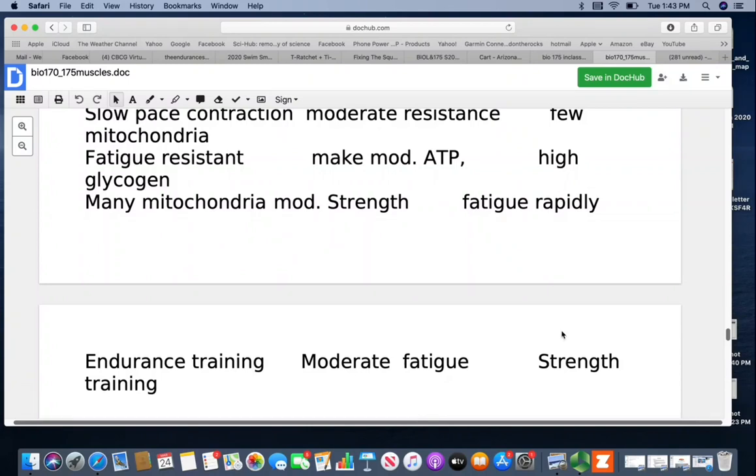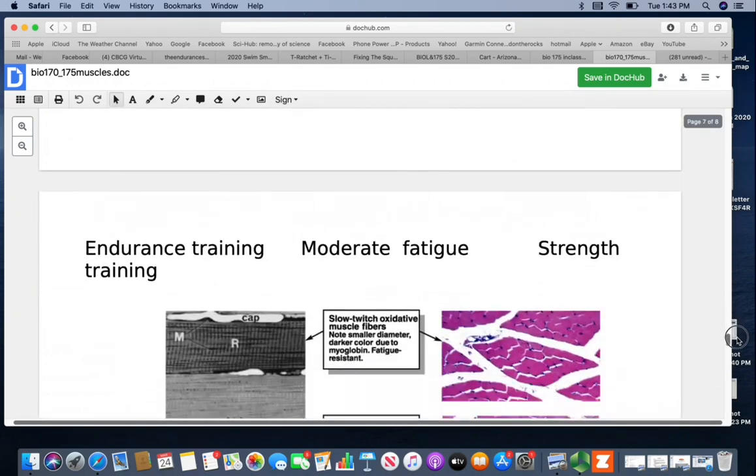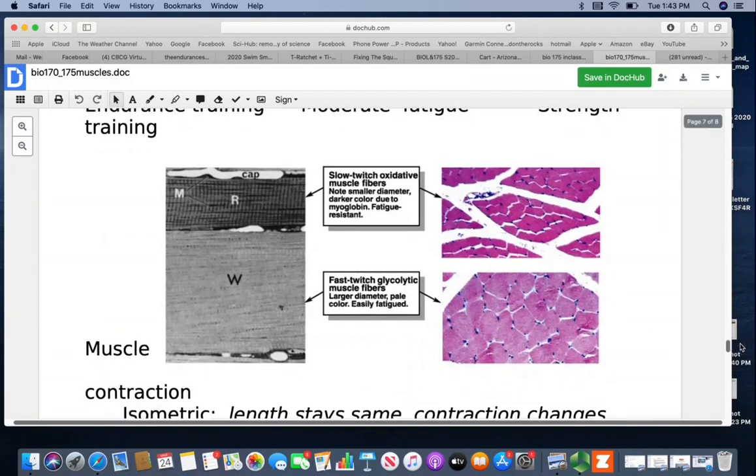The fast glycolytic fibers are good for strength training. And then your middle of the road fibers here, fast oxidative, are going to have moderate fatigue. They're just middle of the road, not excelling at either one. This picture here allows you to see light and dark colored fibers.